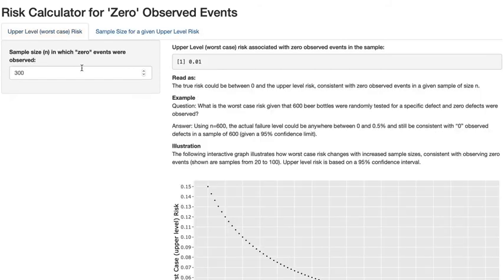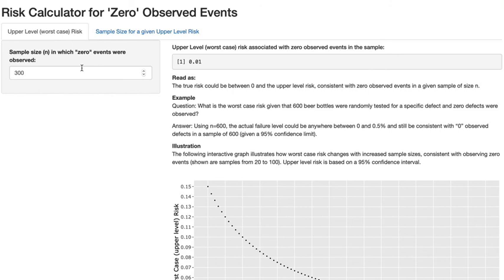And really the moral of the story here is that when people come to you and say they've sampled something and found no events, it doesn't mean that the probability of finding an event is 0. It just means that it's small enough that the sample size that was chosen simply didn't detect it.